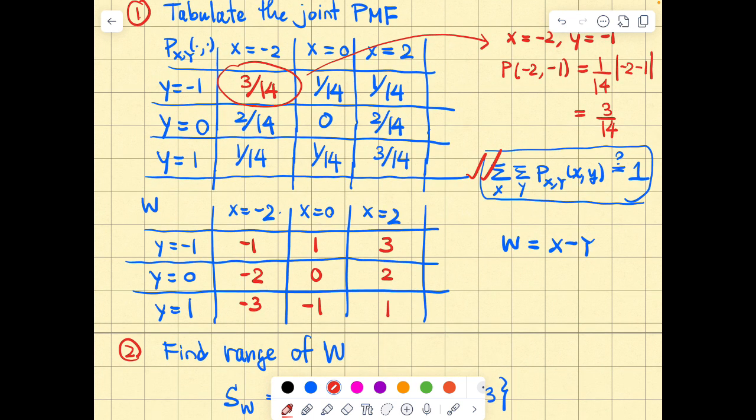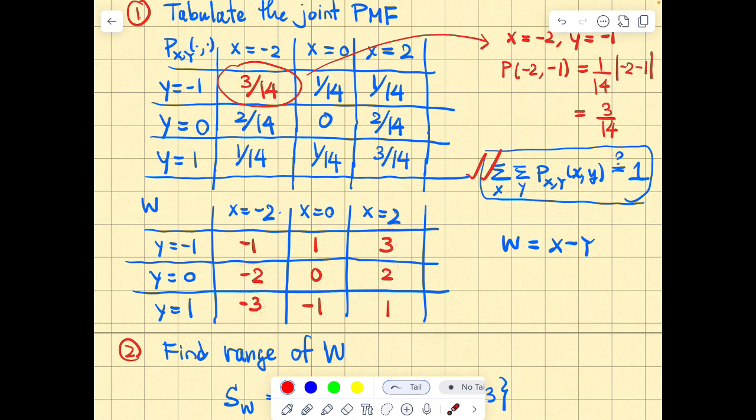I'm going to draw another table over here. You see that W is equal to x minus y, right? So when x equals -2, y equals -1, -2 minus -1, you get -1. So this is the value of W as a function of x and y. When x equals 0, y equals -1, so 0 minus -1 is equal to 1. We are using this function to obtain W, and you can do the same thing with all the other cases. So this is 3, -2, 0, 2, -3, -1, and then finally 1.